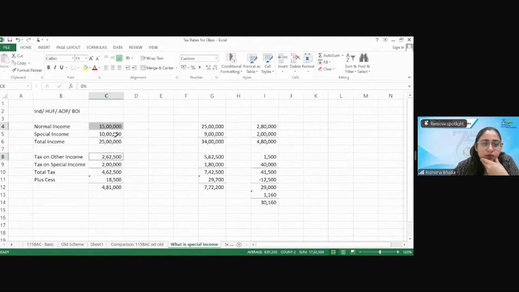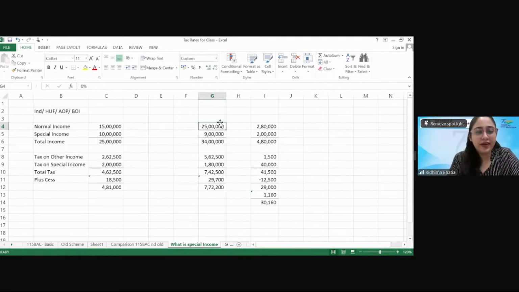And on 10 lakh, you apply the special rate. Suppose it's a long-term capital gain before 23rd July, so I'm applying 20%, that comes to 2 lakh. The total of normal and special is my tax, plus a cess of 4%. My tax comes to 4,81,000. Any doubt?